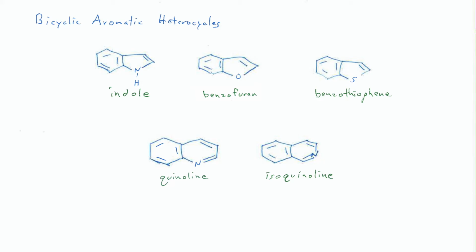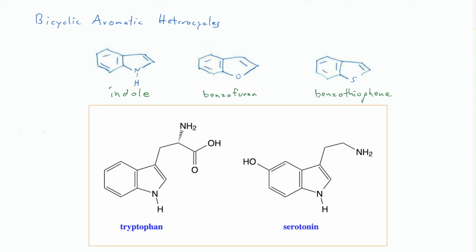So up first, we've got a benzene ring fused to a pyrrole. This is called indole. And the indole ring system is actually really commonly encountered in nature. For example, tryptophan and serotonin, molecules you may have heard of, both contain that indole system.